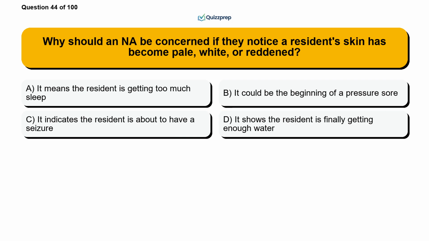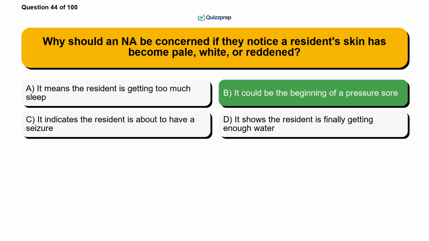Question 44. Why should a NA be concerned if they notice a resident's skin has become pale, white, or reddened? Option A, it means the resident is getting too much sleep. Option B, it could be the beginning of a pressure sore. Option C, it indicates the resident is about to have a seizure. Option D, it shows the resident is finally getting enough water. The correct answer is option B, it could be the beginning of a pressure sore.